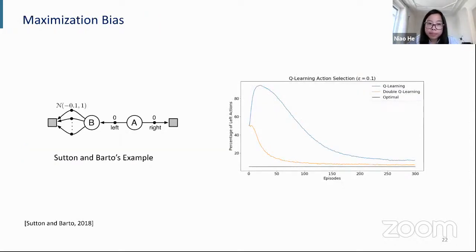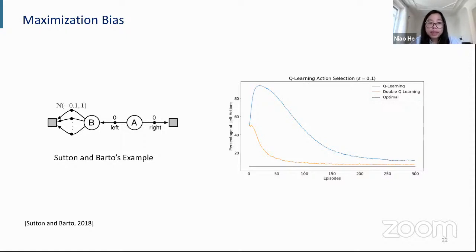Sutton and Barto example. And in this example, say for instance, there are only 4 states. If you look at state A, there are two actions: either you move to the right or you move to the left. If you move to the right, you will end up in a termination state and you will get a 0 reward. If you move to the left, you also get an immediate reward, which is 0. But in expectation, it will go to other states with expected negative reward.